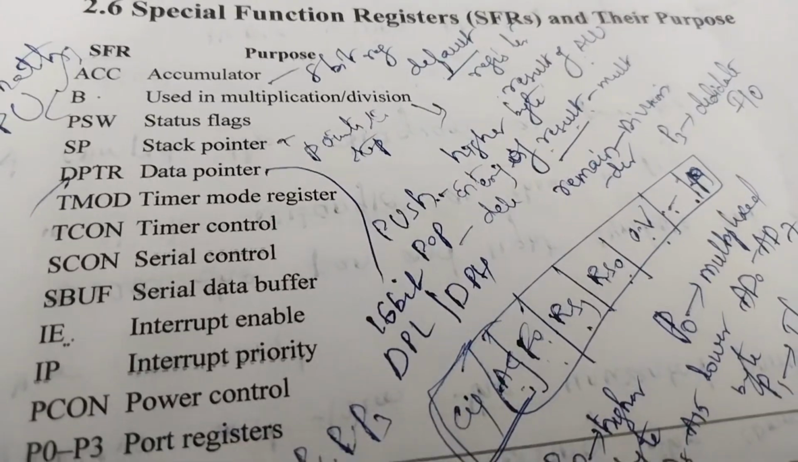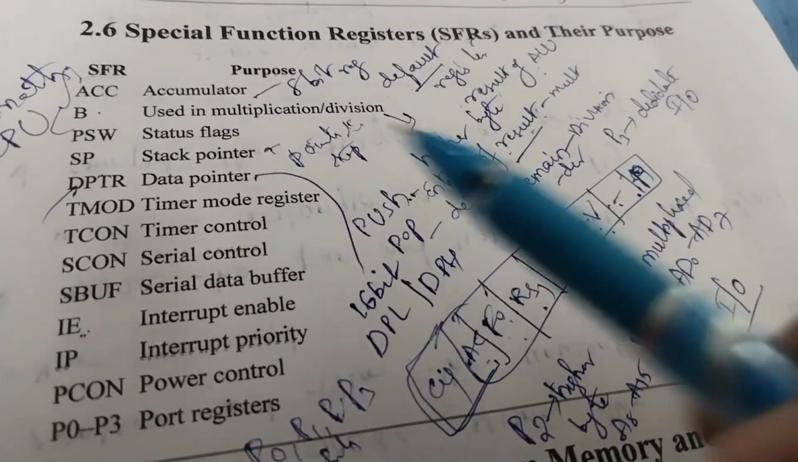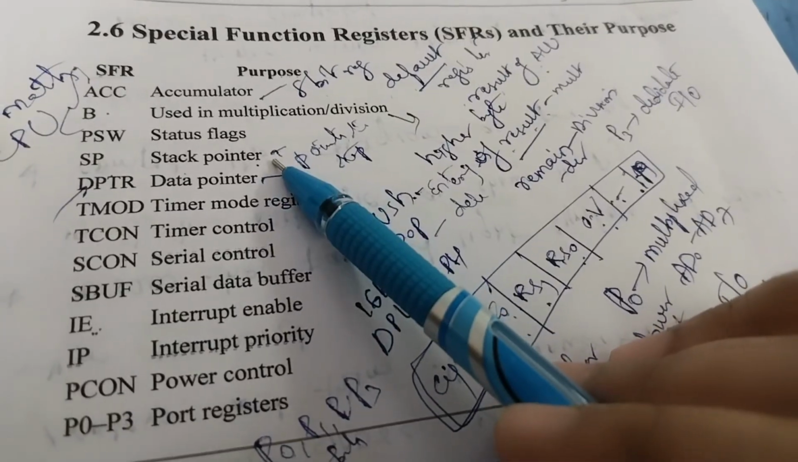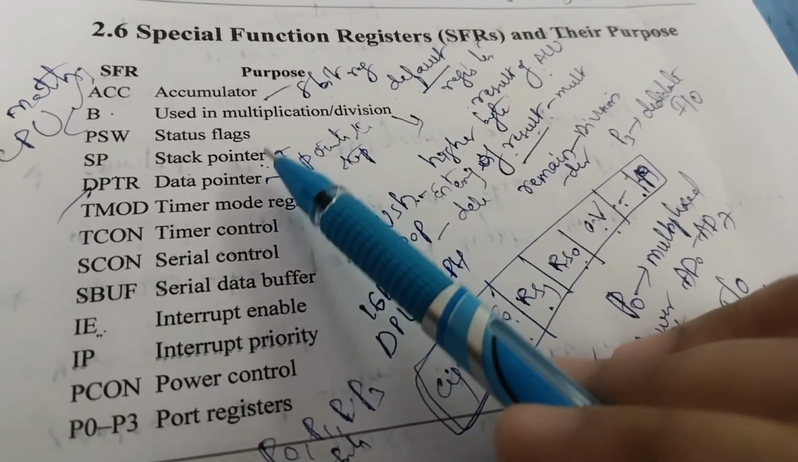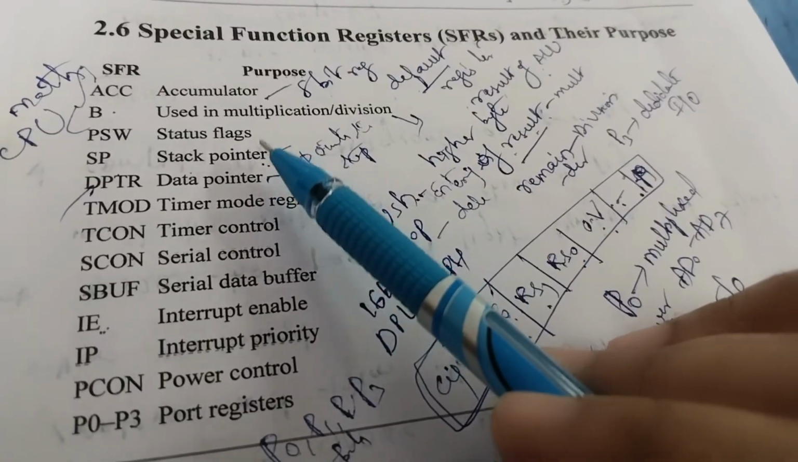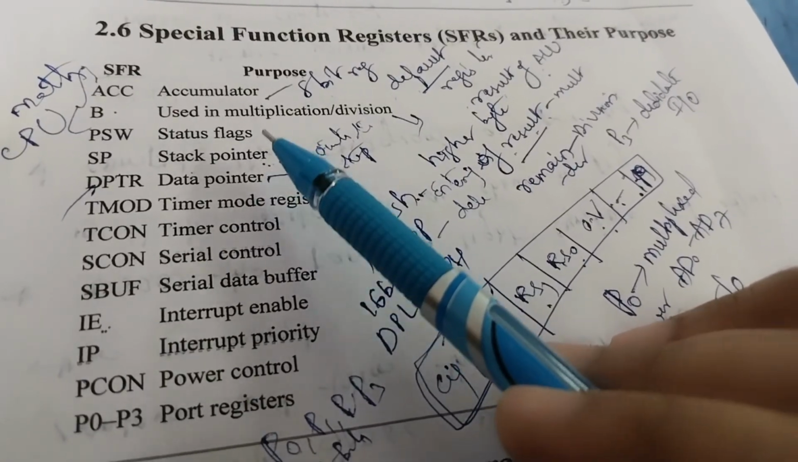So this is all about special function registers. The most important one is also the stack pointer. Stack pointer is a special purpose register. It is used to store the data or address. It always points to the top of the stack and keeps track of the top of the stack.